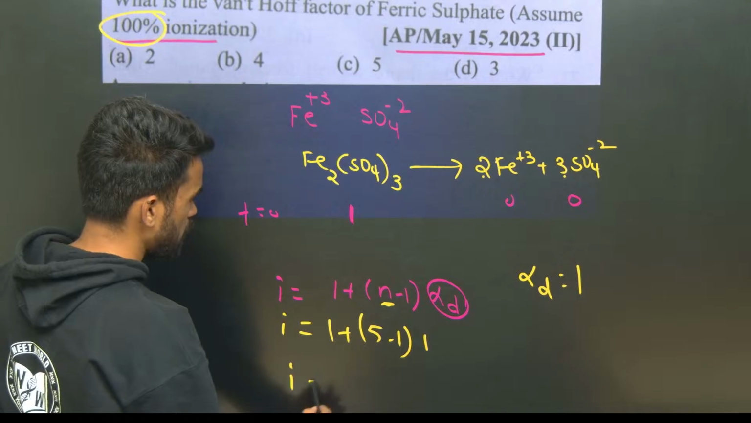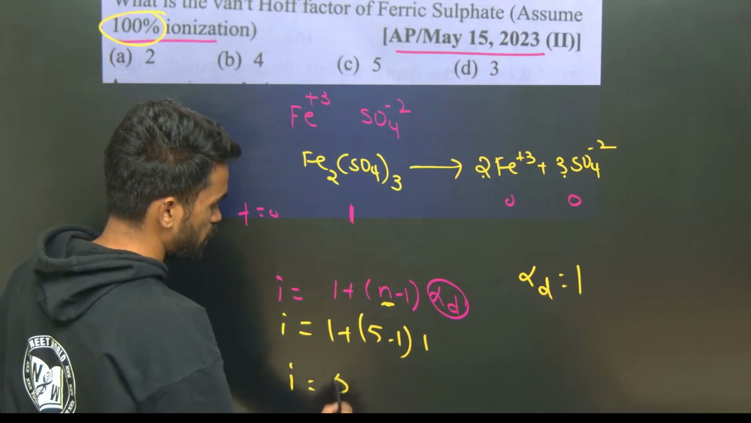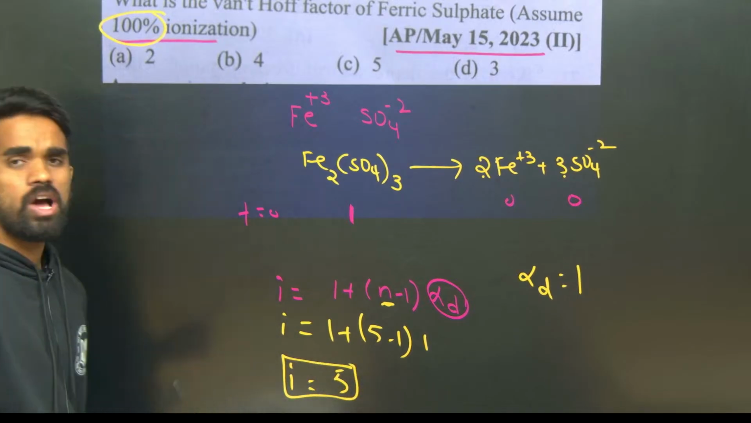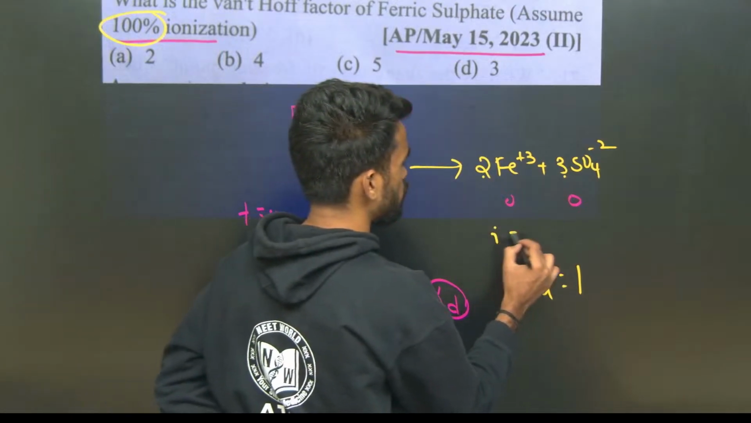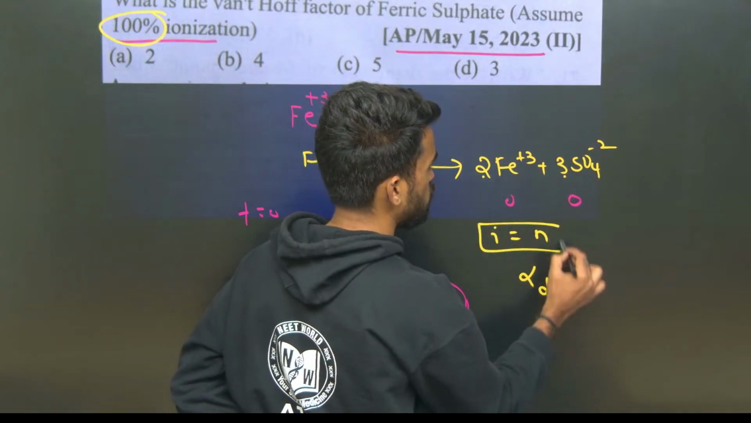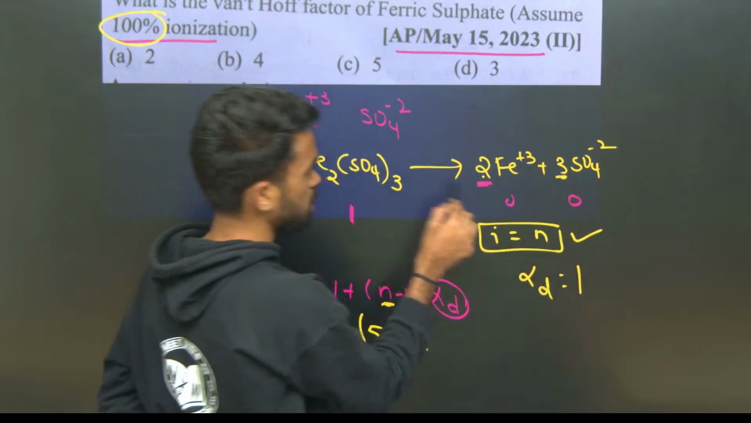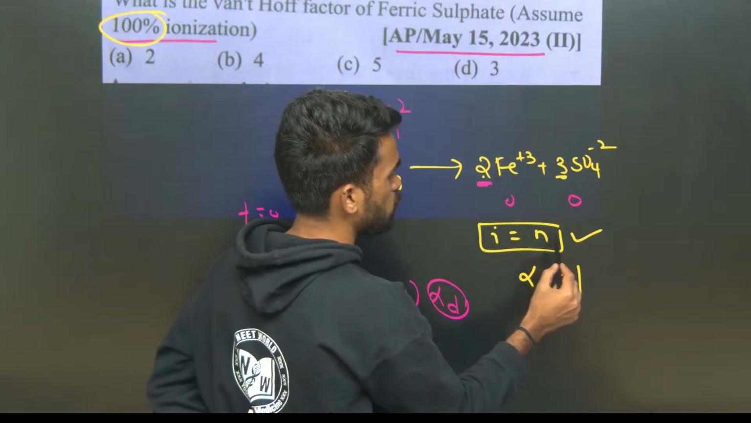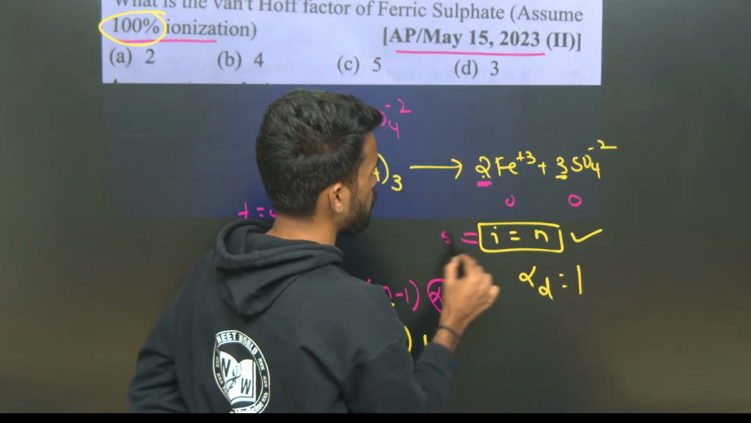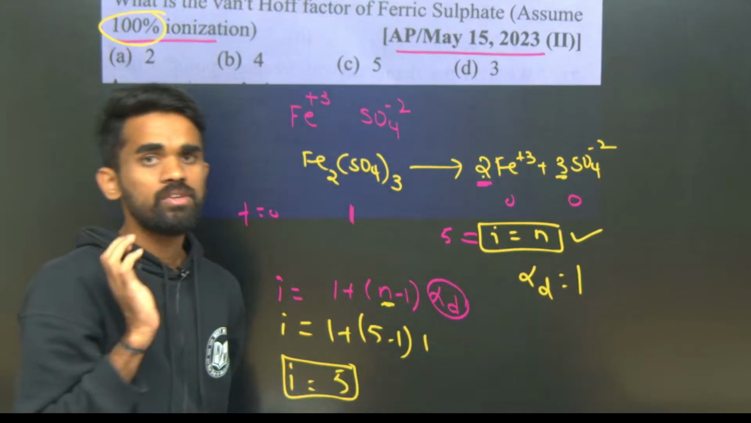So total degree of dissociation or Van't Hoff factor will be 5 here. So simple, for a strong electrolyte, i equals number of particles, i equals n. This is for strong electrolytes. So how many ions are there here? 2 plus 3. Since it is a strong electrolyte, i equals n, that is equal to 5. Number of ions formed will be its Van't Hoff factor.